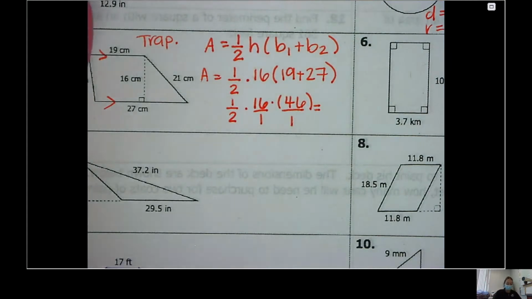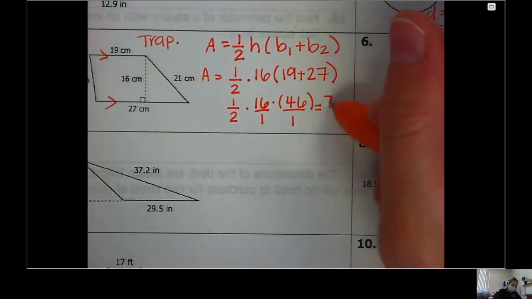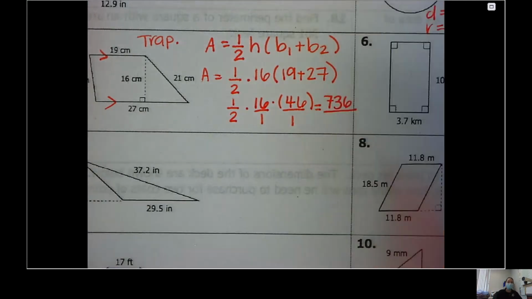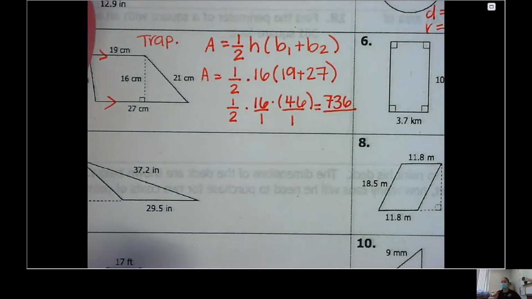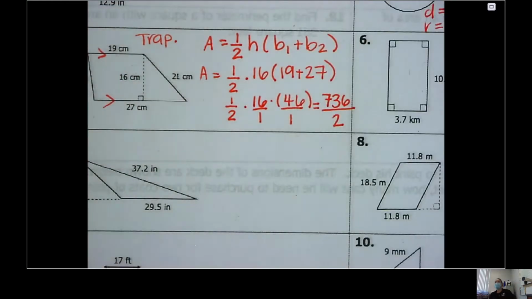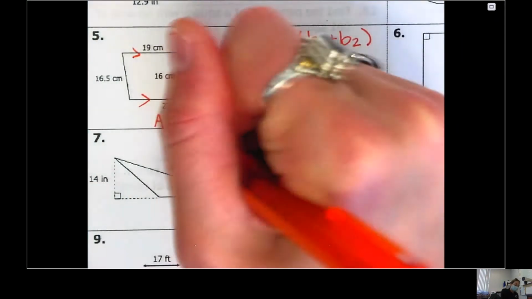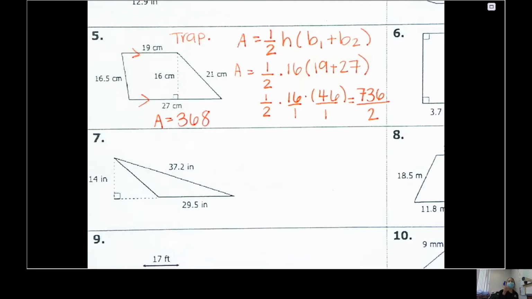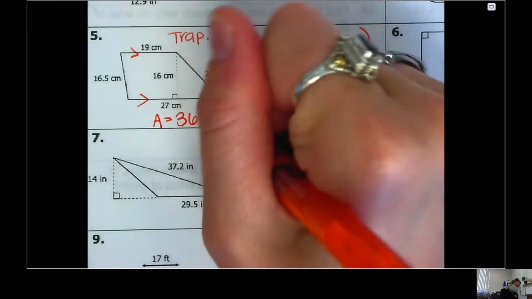So what am I going to multiply on the top? 16 times 46 times 1. I don't really need that, though. You get 736. And at the bottom, what's 2 times 1 times 1? 2. So essentially, what am I really doing? Taking 736 and dividing by 2. So what do you get for your area? 368 centimeters squared. I was just going to say, what's the label? Perfect.